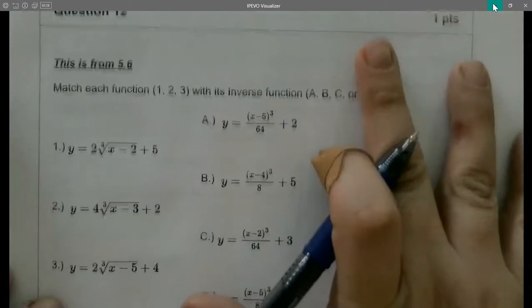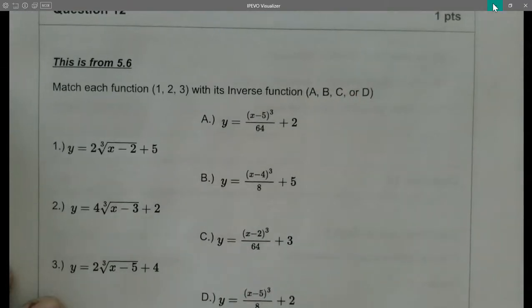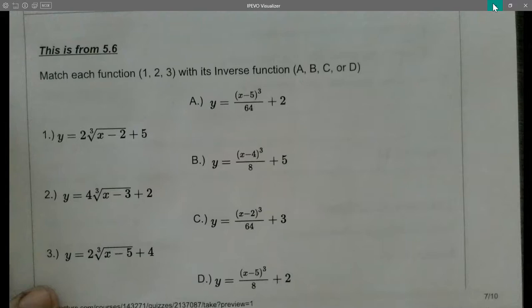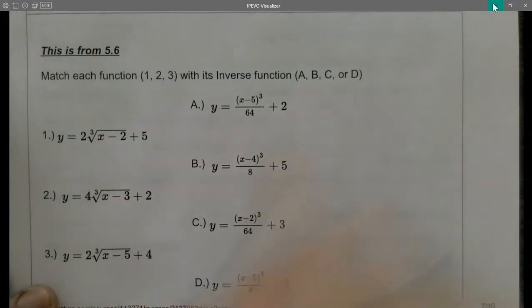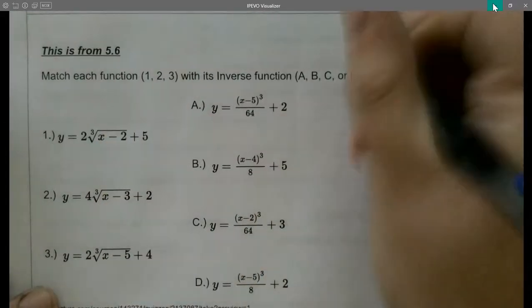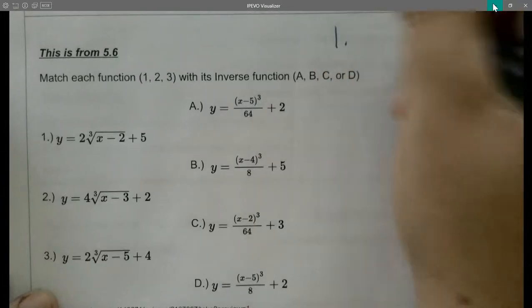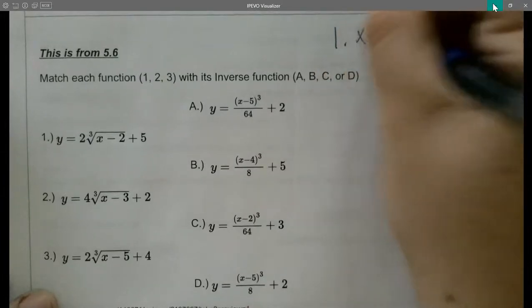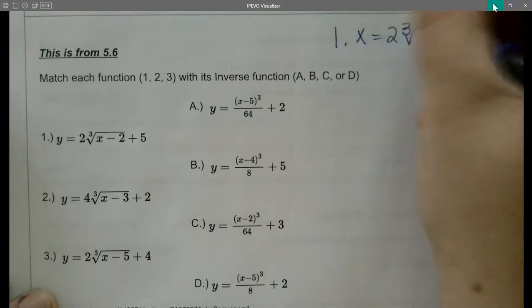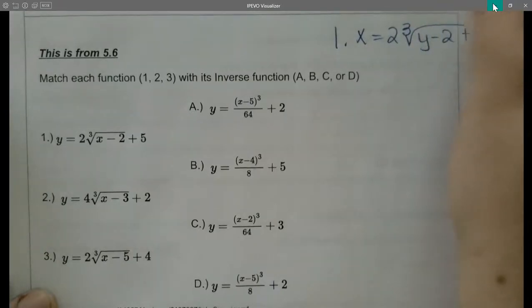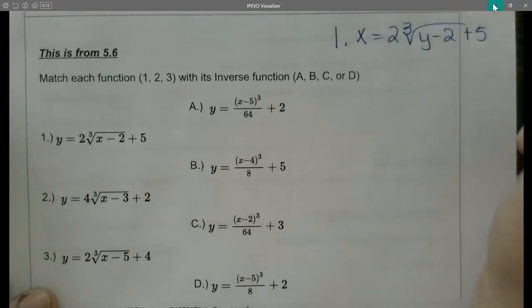My next question wants me to match the function with its inverse functions. So what I'm going to do is solve each of these functions and then find the matching inverse over here. So for number 1, you always want to switch your x and y. So I'm going to have x equals 2 cube root of y minus 2 plus 5.